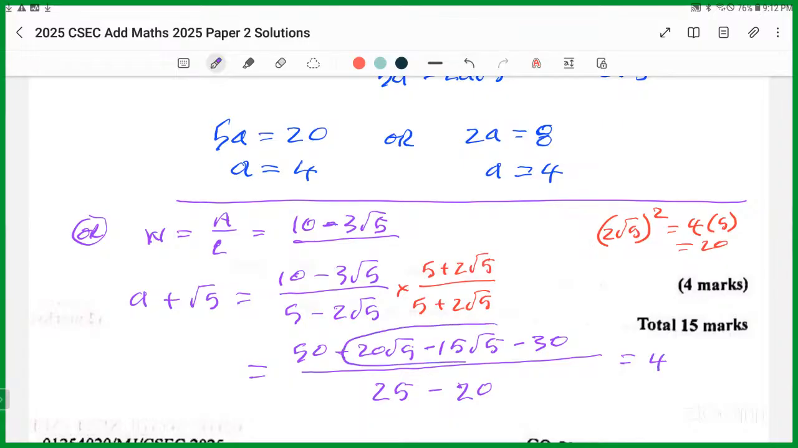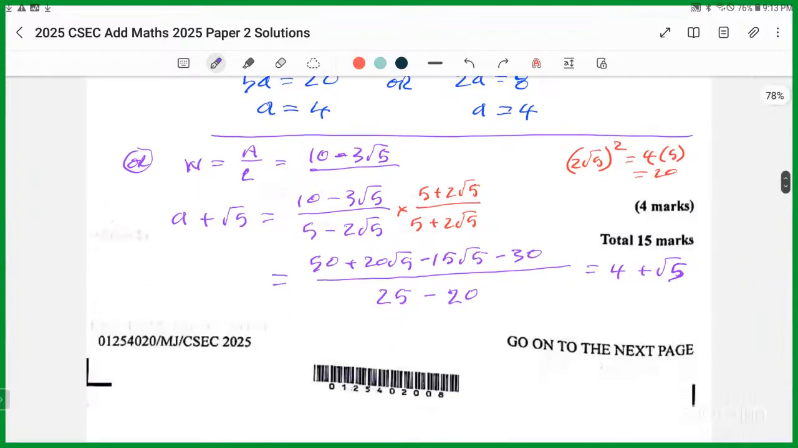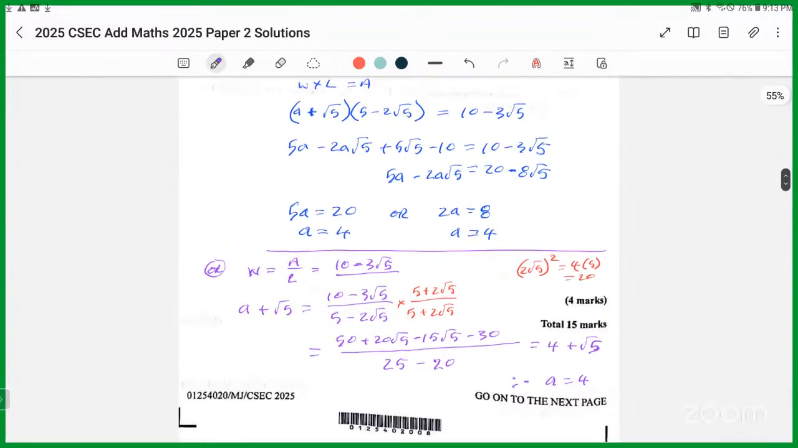This and this is what? That and that is 5 root 5 divided by this 5 is root 5. So I'm getting up plus root 5. There you have it. This A is equal to 4. First method might have been easier. Right, therefore, A equals 4. Whichever way you did it, you get the same result.